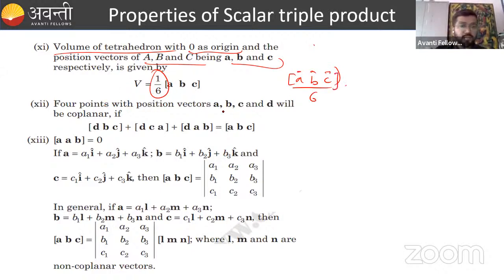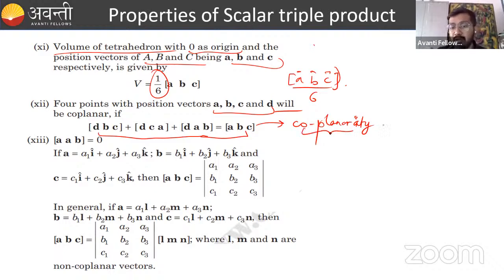4 points with position vectors A bar, B bar, C bar and D bar will be coplanar if... you have to remember this property to find the condition of coplanarity. Whenever you have to do anything related to coplanarity, you must use this condition. So what is this condition? D bar dot B bar cross C bar, D bar dot C bar cross A bar, D bar dot A bar cross B bar equals ABC.